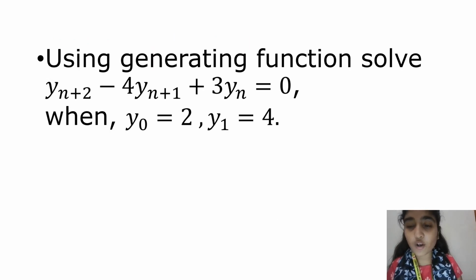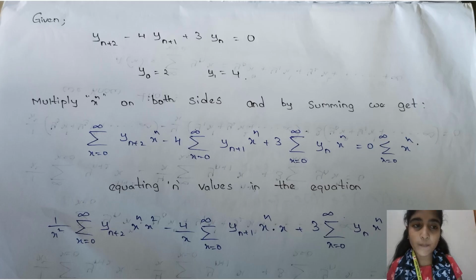The question which I have got is: using generating function, solve y(n+2) - 4y(n+1) + 3y(n) = 0, when two conditions are given, y(0) = 2 and y(1) = 4. Next, here goes the solution. Given y(n+2) - 4y(n+1) + 3y(n) = 0. So this is the given question with conditions.